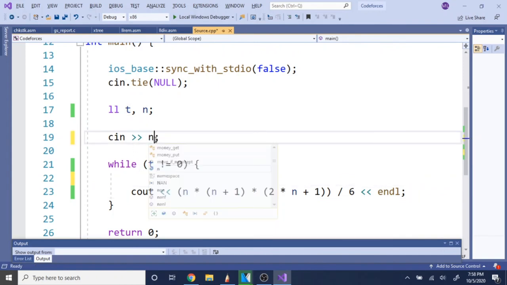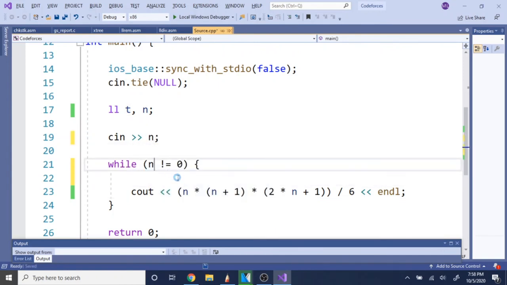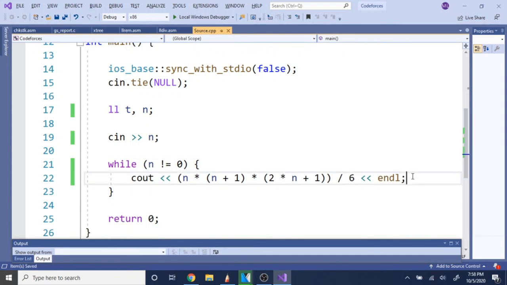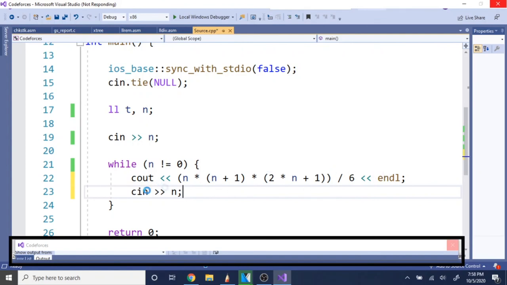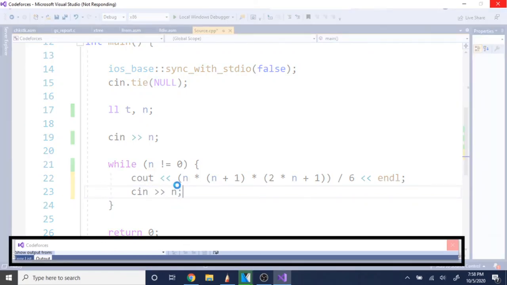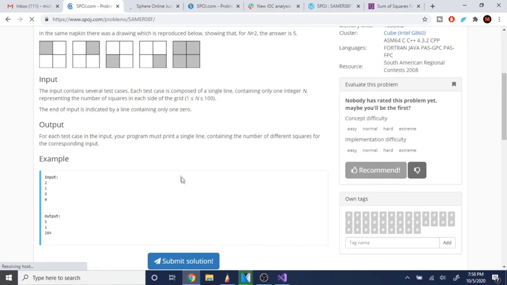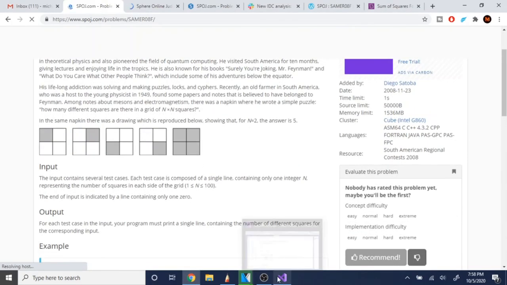So they want us to keep doing this until the line is equal to 0. So we're going to have to do it this way. We read in n, and then while n is not equal to 0, we print out the value. Then we read in n again. Okay, because they want us to continue until the last line is 0, right? Because if it's equal to 0, then it's done. So yeah, why is this not responding now? What is going on?